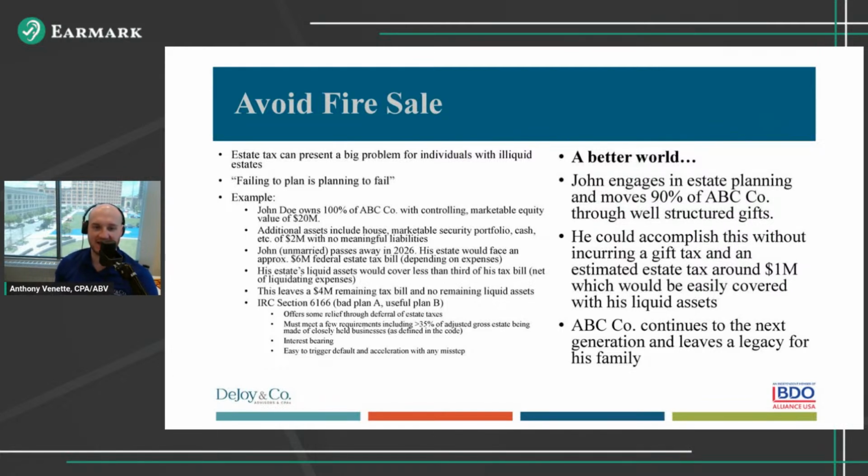So let's say that instead of John Doe just holding on to his whole business interest and passing away, he's proactive and he goes, okay, I'm going to structure minority gifts. I'm going to do planning. So he moves 90% of these interests out of his estate using minority discounts. He could accomplish all of this and reduce his total gift and estate tax bill over the course of his lifetime to around $1 million versus a $6 million tax bill without that. That's a huge saving right there.